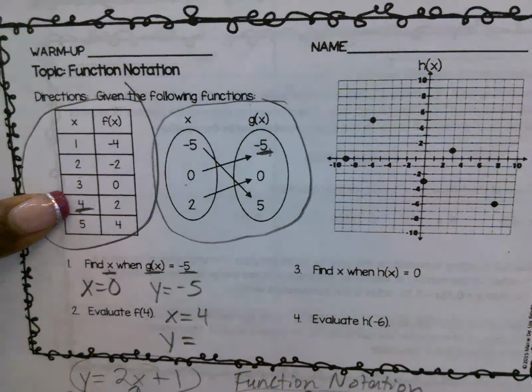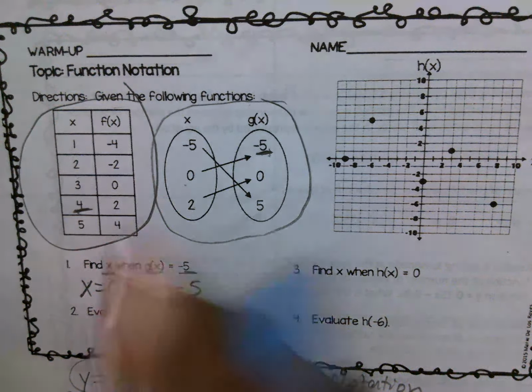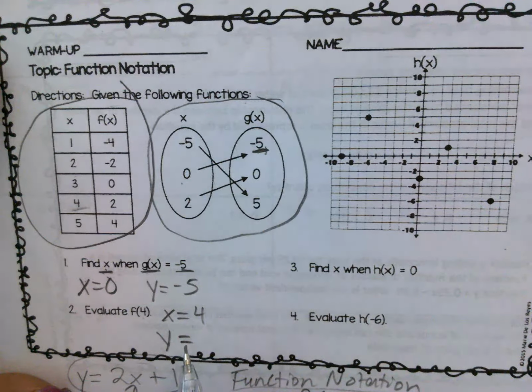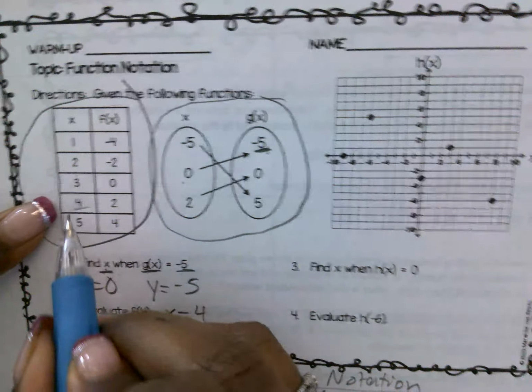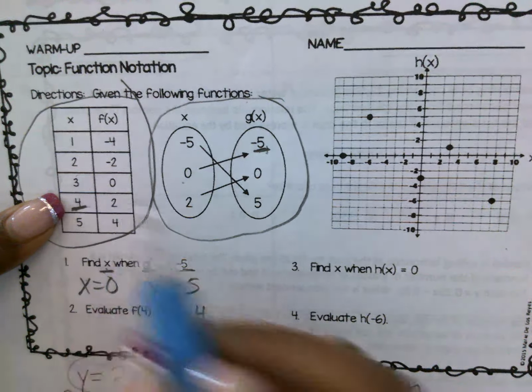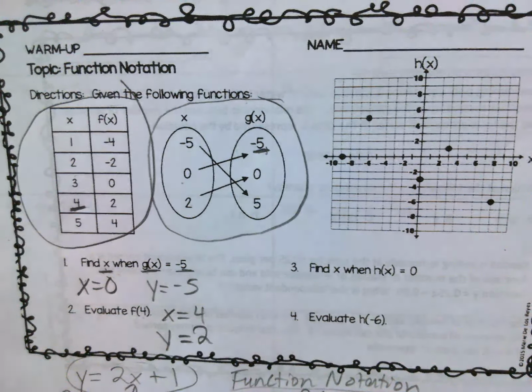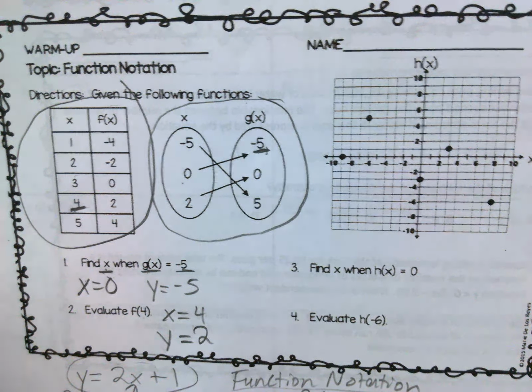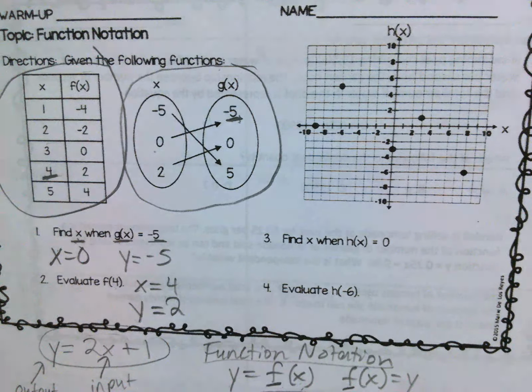So x, I'm sorry, I did it backwards, didn't I? I said it backwards, but I did it right. X is equal to 4. My y value is 2. All right, try number 3 on your own to see if you can get number 3.